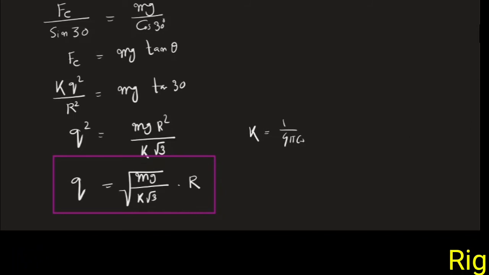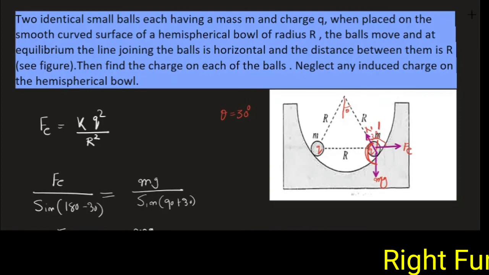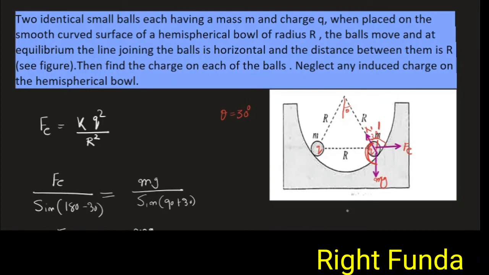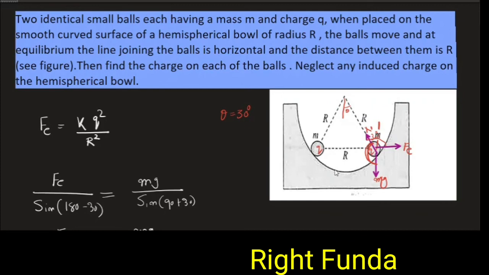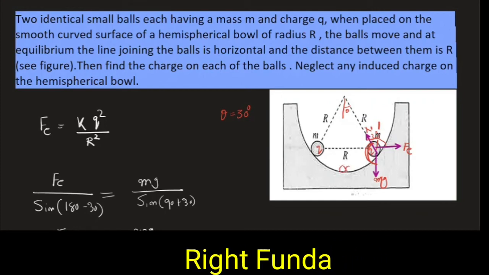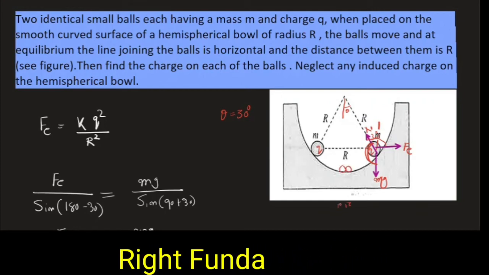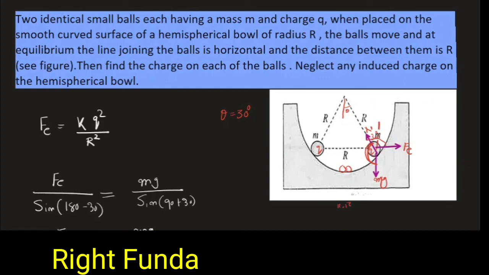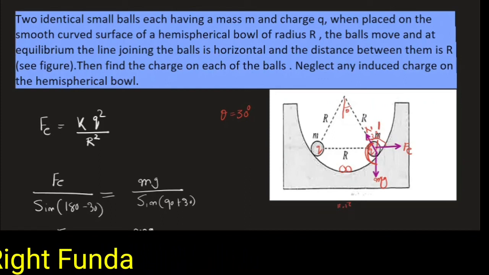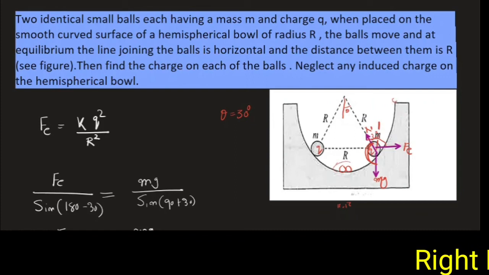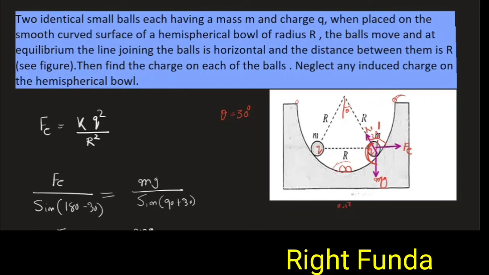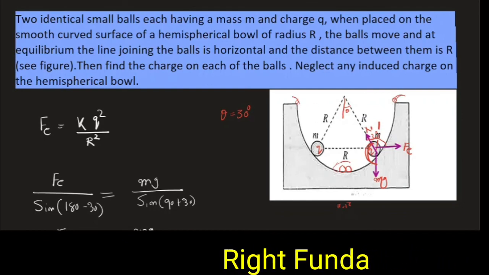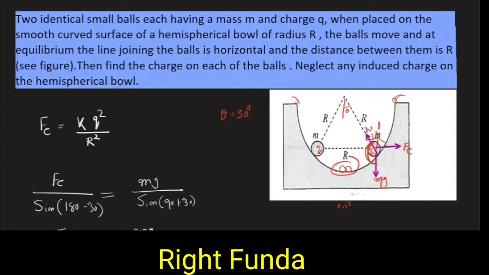Now, once we have solved this problem, I'll give you one homework. Suppose these balls are very, very small, each with a radius small r. If you release them with similar charges, they repel each other and go like this. What should be the minimum charge so that they can reach up to the top of the hemisphere, or go out of it? What is the minimum charge to be given? So take this as homework and solve it.